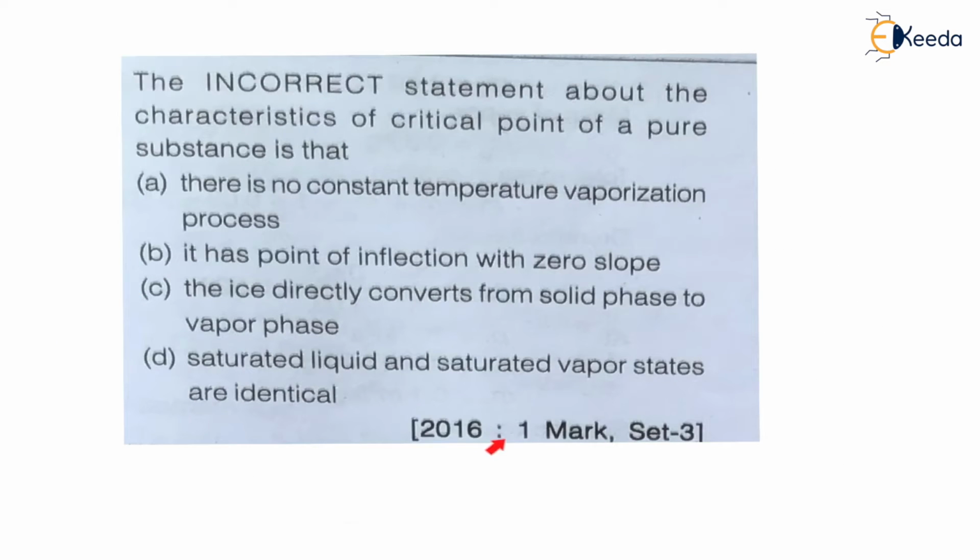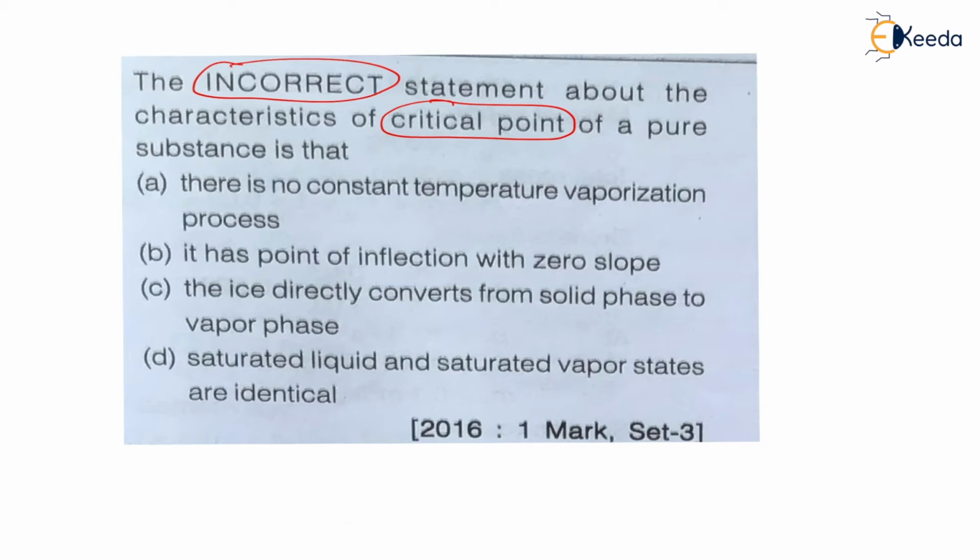Now, the next theory question on this topic was asked in GATE 2016 for 1 mark in set 3. The question is, the incorrect statement about the characteristics of the critical point of a pure substance is. Here they are asking for the incorrect statement for the critical point. Before understanding all the statements, let us understand the critical point first.